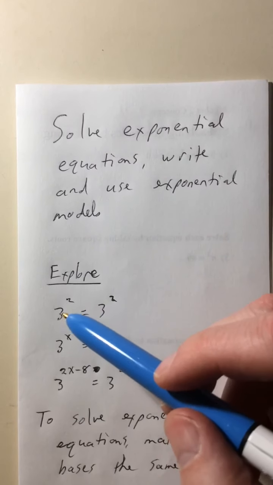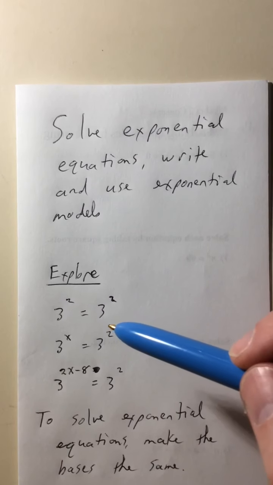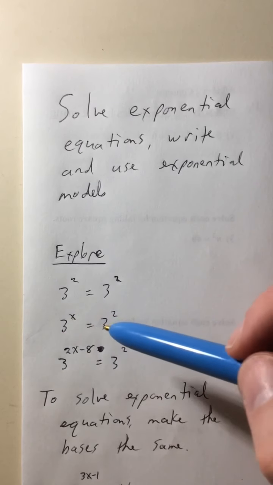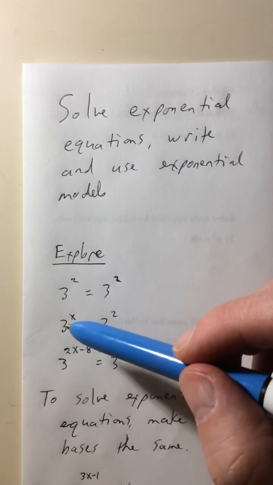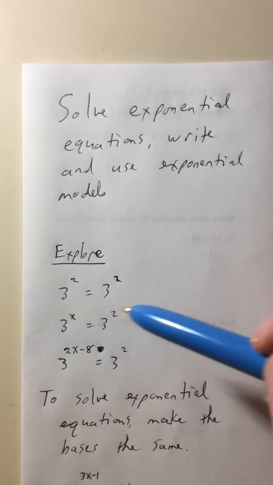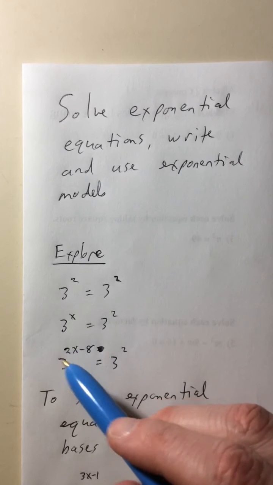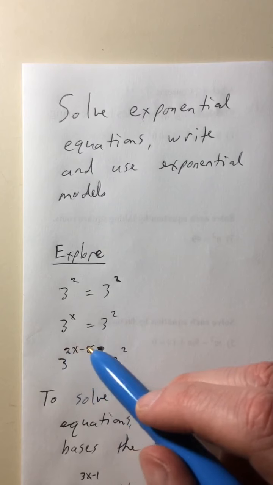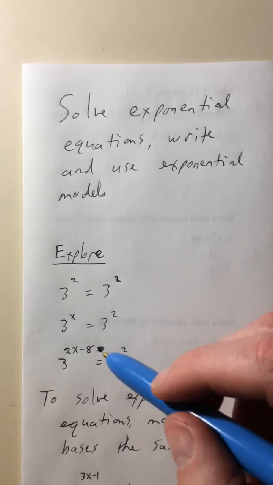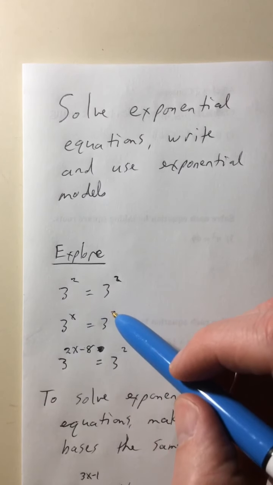So it should be pretty obvious to everyone that 3 squared, which is 9, is equal to 3 squared, which is, well, also 9. And if we wrote this equation right here, 3 to the x power equals 3 to the second power, well, obviously x would have to equal 2. And things can get a little more complicated if we make a little more complicated expression here. So let's say we have 3 to the 2x minus 8 equals 3 to the 2. Well, all we need to do is set the two exponents equal to each other, just like we did here.